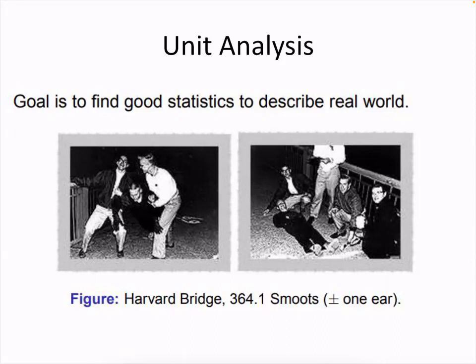Now the meter is defined in terms of how far light travels in a certain number of vibrations of an atom. And so the speed of light is a universal constant. It's now time that we define. And from the speed of light and time, we then get the meter. So you really want to try to find statistics that describe the world well.